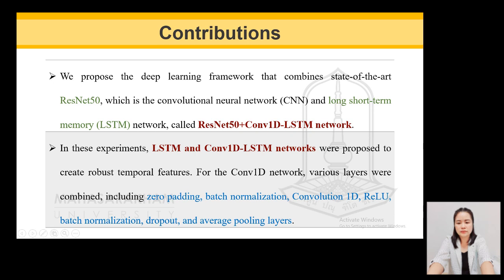In this experiment, LSTM and Conv1D LSTM network were proposed to create robust temporal features. For the Conv1D network, various layers were combined, including zero padding, batch normalization, convolution 1D, rectified linear unit, batch normalization, dropout, and average pooling layer.